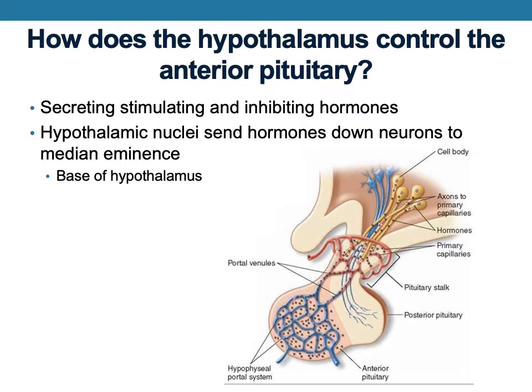How does the hypothalamus control the anterior pituitary? The hypothalamus controls the anterior pituitary either with releasing hormones or inhibiting hormones. The hypothalamus produces specific releasing and inhibiting hormones that target the release or prevent the release of specific anterior pituitary hormones. Specialized neurons located in the hypothalamic nuclei produce and secrete these stimulating and inhibiting hormones. These neurons transport the hormones down their fibers to the base of the hypothalamus called the median eminence.